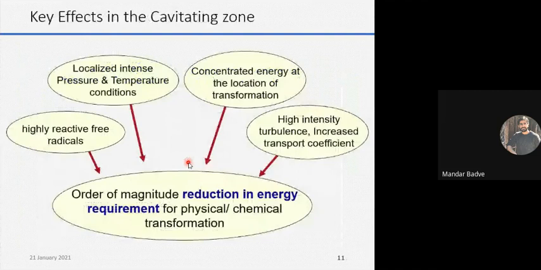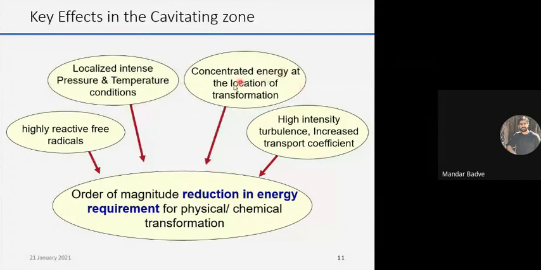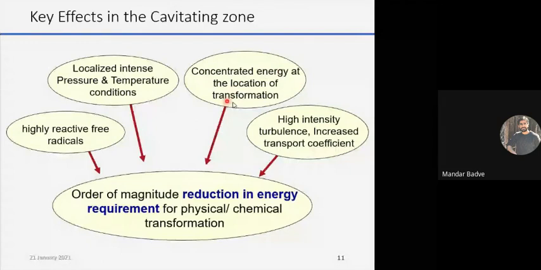So what are some of the key effects of cavitation? Like I said, because of these high temperature and pressure conditions, highly reactive free radicals get generated, right? We also get localized intense pressure and temperature conditions, and because of that you get very concentrated energy at the location of the transformation, right? Like I showed you in that paper as well, even though you are operating your reactor at ambient conditions, at the site of the collapse you get very concentrated energy. Location of the transformation means where your collapse is actually taking place, right?